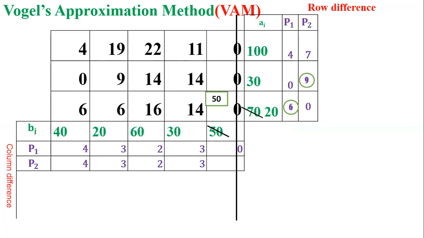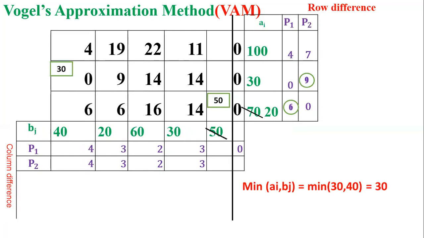In the corresponding column, find the minimum value. The minimum is 0. You have to allocate that place. Its corresponding Ai, Bj values are 40, comma, 30. The minimum is 30. You have to allocate 30. 30 is allocated. Therefore, 30 minus 30 is 0, and 40 minus 30 is 10 balance.